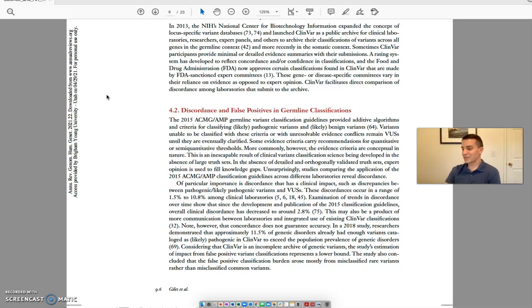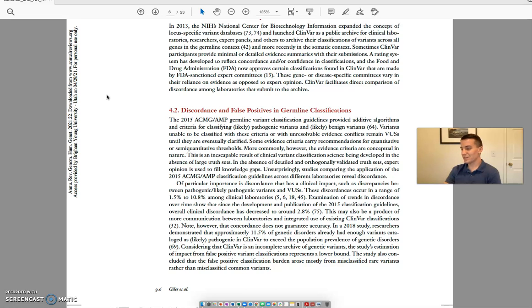Some evidence criteria carry recommendations for quantitative or semi-quantitative thresholds. More commonly, however, the evidence criteria are conceptual in nature. This is an inescapable result of clinical variant classification science being developed in the absence of large truth sets. In the absence of detailed and orthogonally validated truth sets, expert opinion is used to fill knowledge gaps.